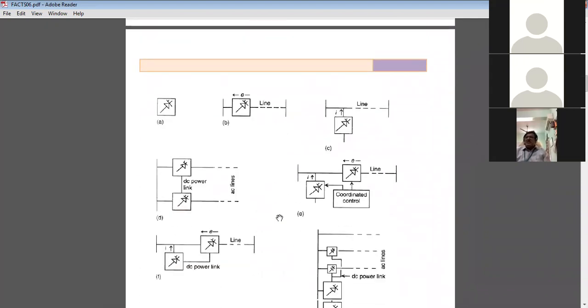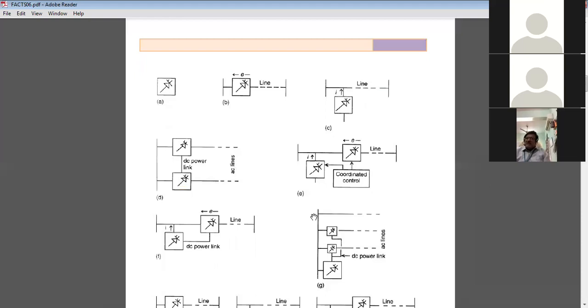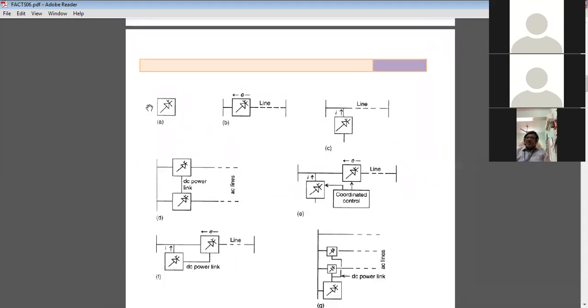The classification we have not discussed in detail. So during the classification of thyristors, we have to consider the other types also. Here we are considering the simple symbol of a thyristor box as a FACTS controller. Then when it is placed in series with the transmission line, we call it a series control FACTS device, and this is a shunt connected FACTS controller, and this is a series FACTS controller.